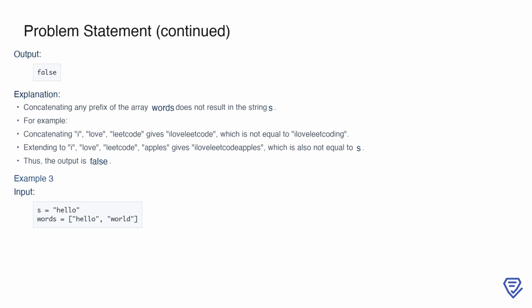Now, consider another example where S is "iloveleetcoding" and words is the same array, ["i", "love", "leetcode", "apples"]. Here, no prefix of words can combine to form S. If we concatenate "i", "love", and "leetcode", the result is "iloveleetcode", which does not match "iloveleetcoding". Even if we include "apples", the result becomes "iloveleetcodeapples", which still does not equal S. Since none of the prefixes of words matches S, the output in this case is false.